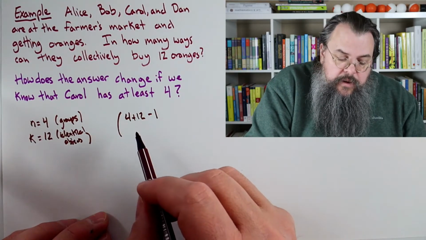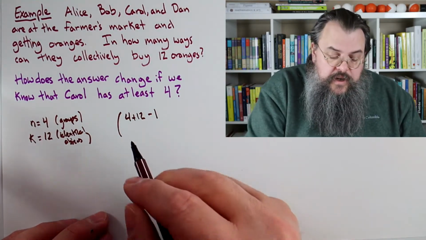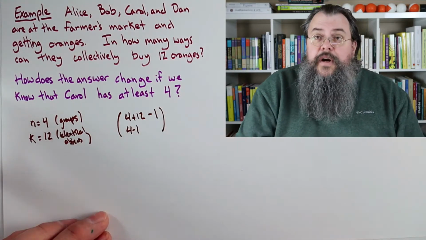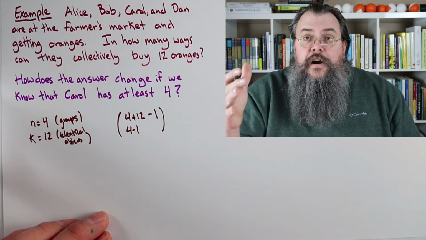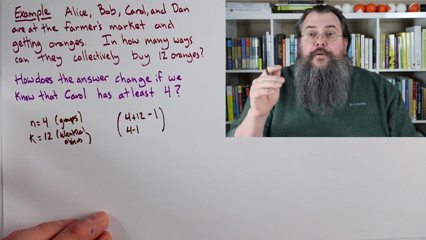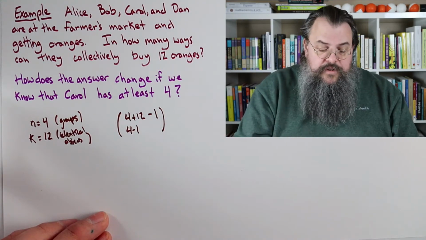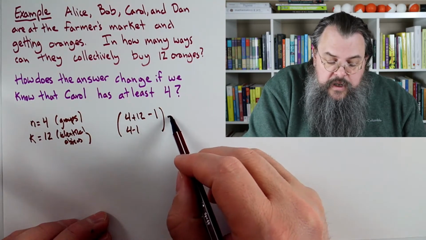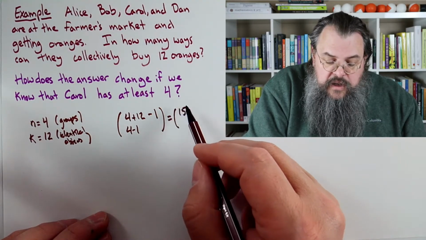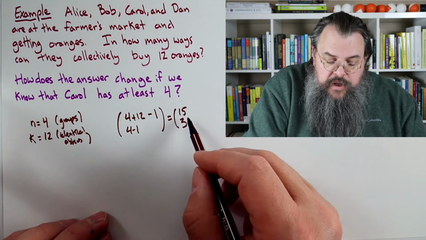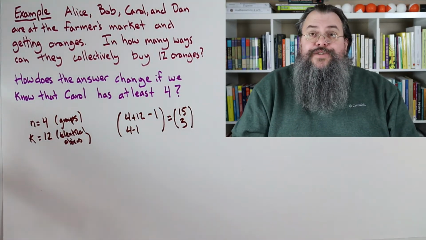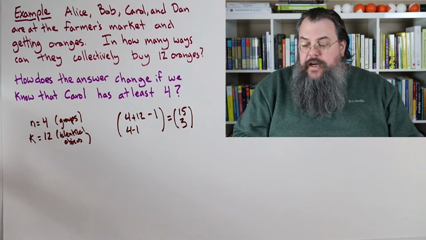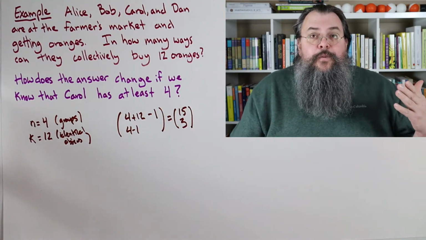And now, well, we can either pick where the dividers are, which is 4 minus 1, or we could pick where our stars, our objects, go. That would be 12. And they're the same because of symmetry. So, all right, 4 plus 12 minus 1 would be 15. 4 minus 1 would be 3. 15 choose 3. And whatever that turned out to be. All right, great. Well, wonderful.